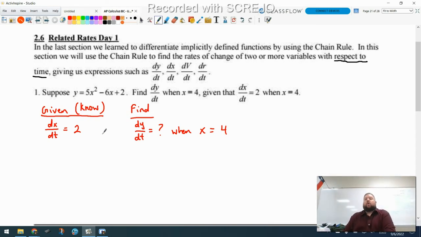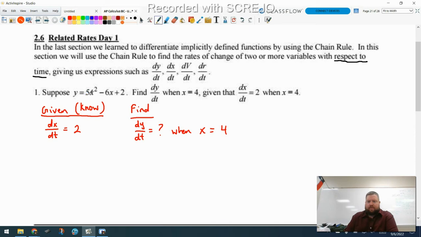What that means is I can't plug in 4 right now. If I just plugged in 4 for x right now, I would get a constant over here. Then when I take the derivative, I would get 0, and every answer would be 0. That doesn't make a whole lot of sense. So make sure that you take the derivative first before you start plugging any numbers in. Always take the derivative first.